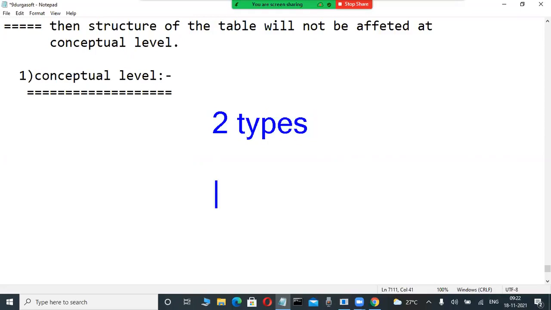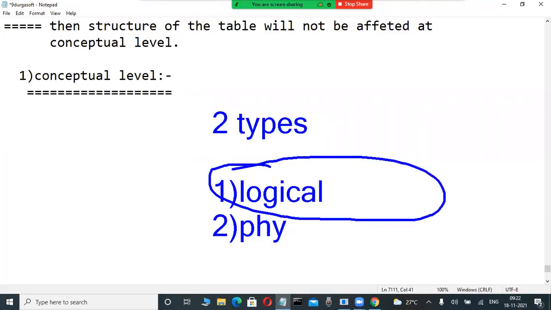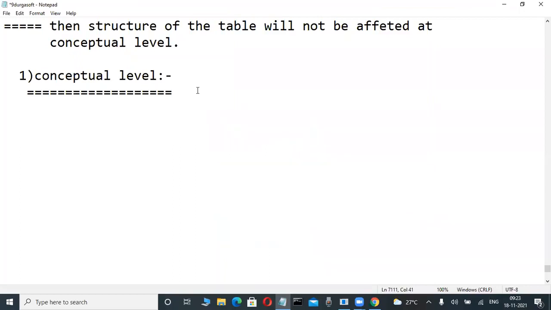One is the logical structure. Another one is the physical structure. A logical structure is a structure which is not visible in the operating system. A physical structure means a structure which is visible in the operating system. Always, the conceptual level defines the logical structure of the database. That structure is not visible in the operating system. I already told you this in the first initial stage.